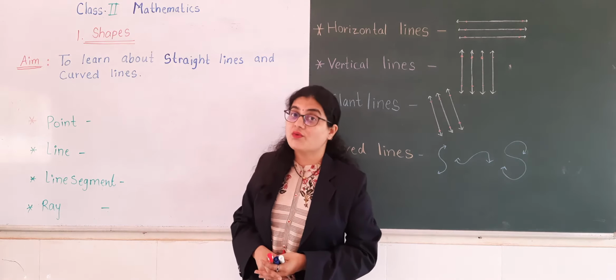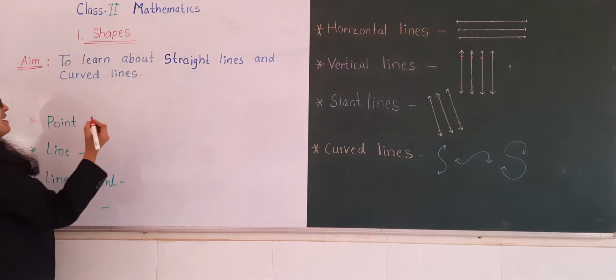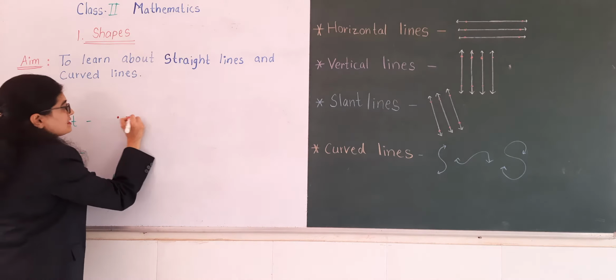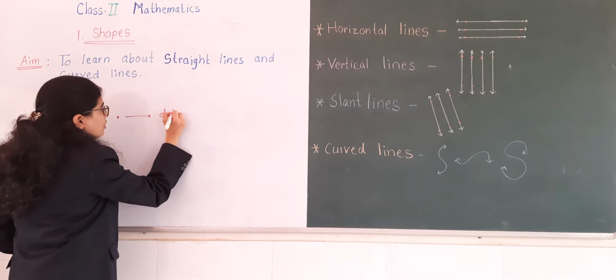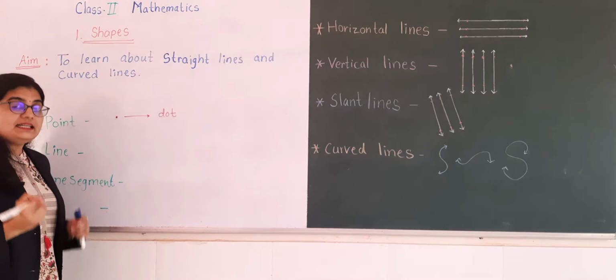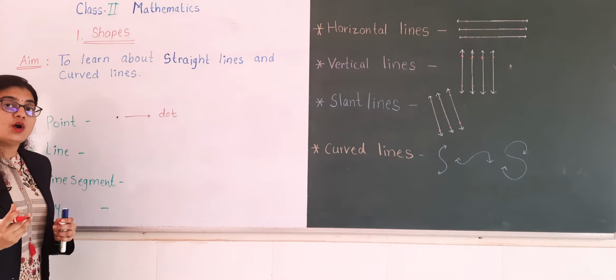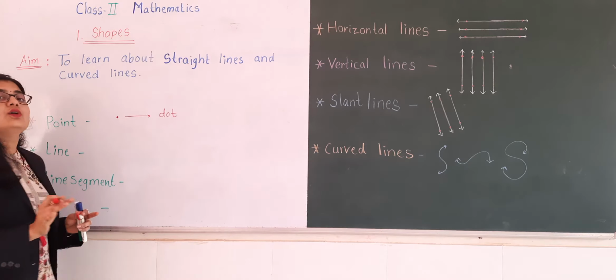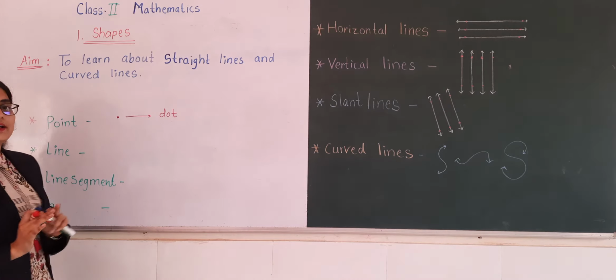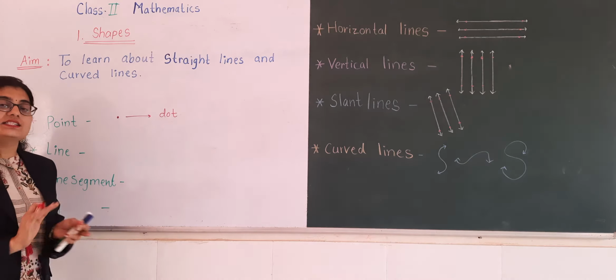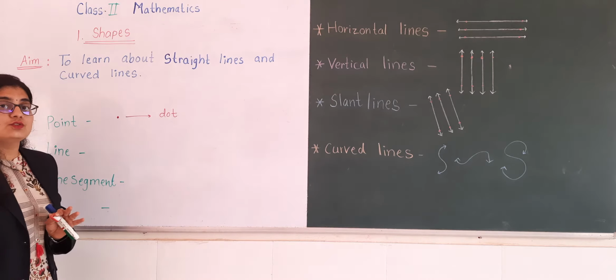Let us revise. What is a point? Do you know what a point is? Yes, a point is nothing but a dot. It has no shape. This point has no shape. It doesn't have any dimensions either.